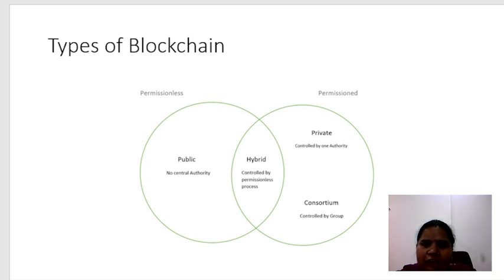There are some features related to private blockchain. First one is full privacy. It focuses on privacy concerns. Private blockchains are more centralized. Second thing is highly efficient and faster transactions. Third thing is better scalability.